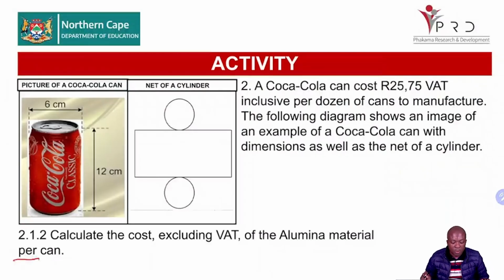What is the total cost there excluding VAT? Because they said it's 25.75 VAT inclusive per dozen. So you have to know what's a dozen so that you can work. I'm giving you 3 minutes or so, my learners, for question 2.1.2. Let us work it out. We'll come and discuss together.